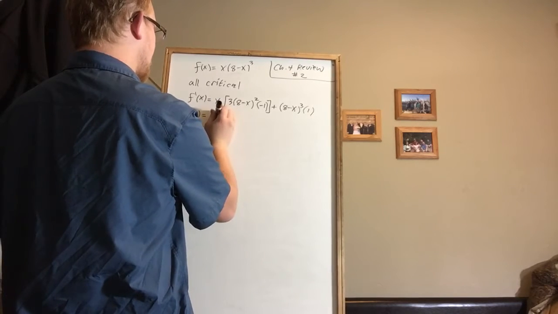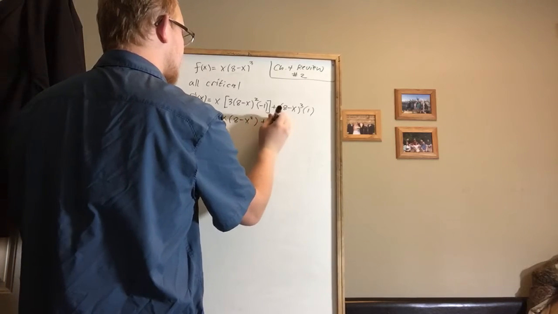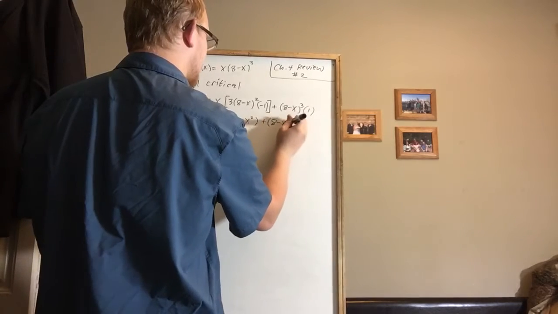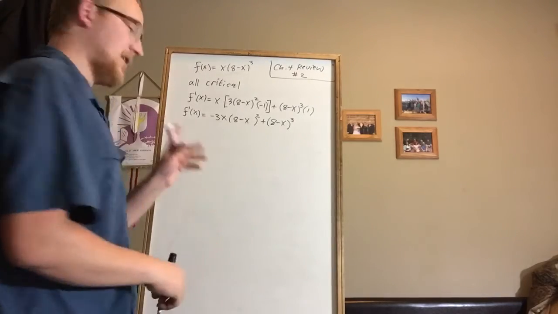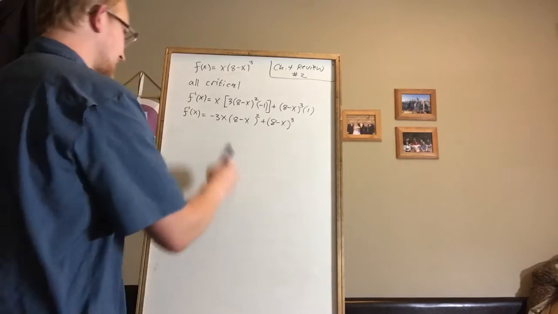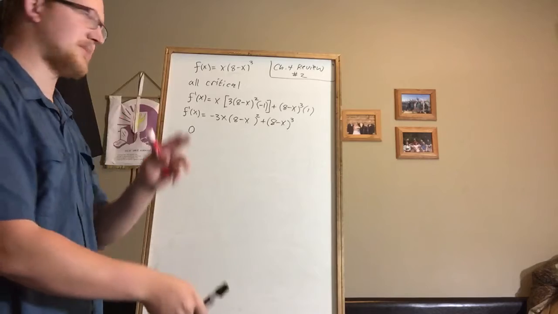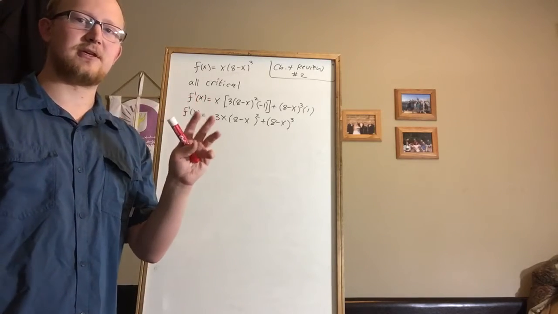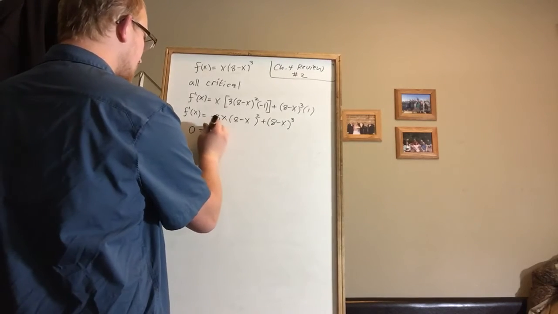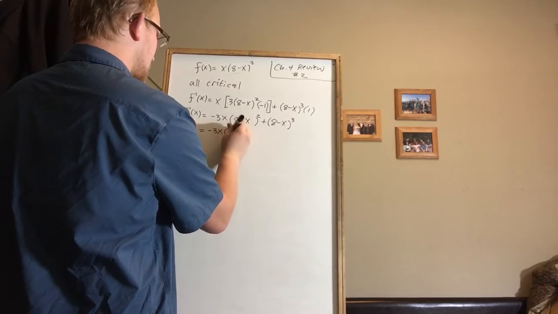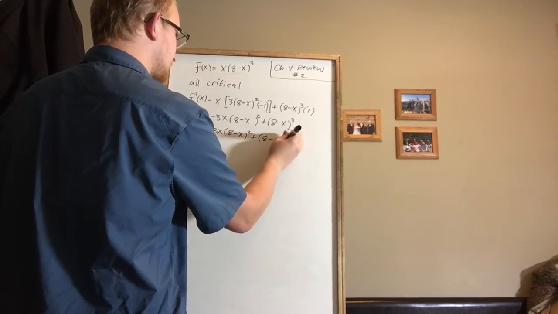f prime of x equals minus 3x times 8 minus x squared, plus 8 minus x to the third. Oh, I'm sorry, I wrote this wrong: 8 minus x quantity squared. So then we're going to set the derivative equal to 0, because as I said before, when the slope of the tangent line equals 0, you're at either a minimum, a maximum, or a saddle point. And regardless of which of those three, those are all critical points, and that's what this problem is looking for. So 0 equals minus 3x times 8 minus x squared plus 8 minus x cubed.